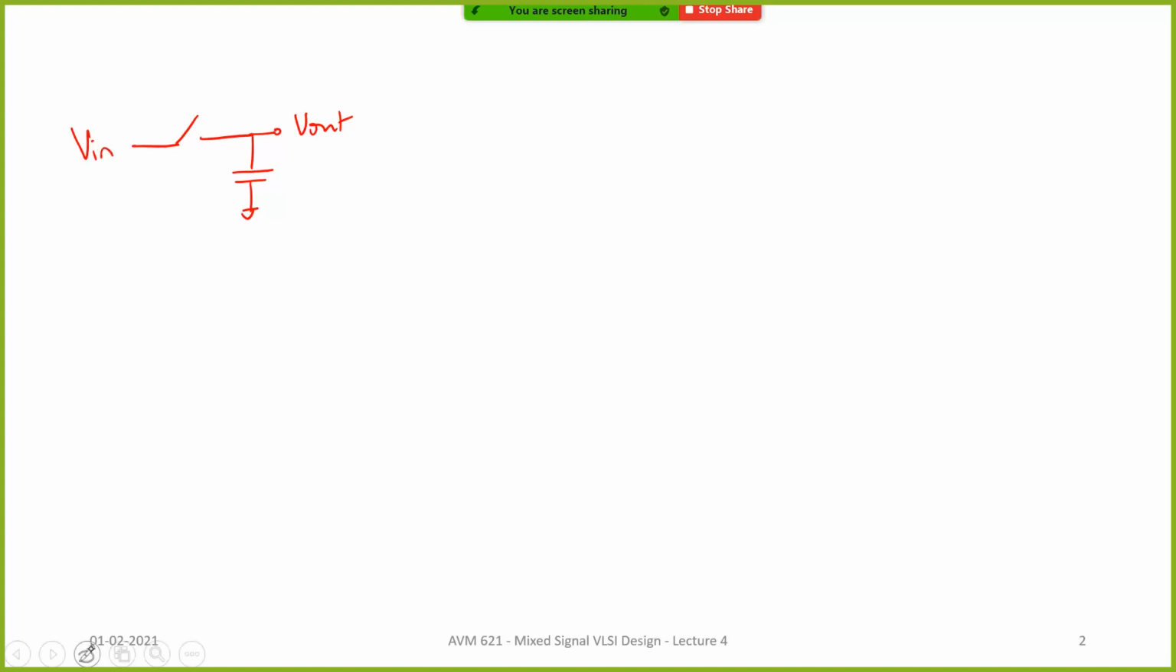Right now we are more interested in looking at how this particular switch is going to be implemented, because an ideal switch is very nice to think about in terms of mathematical analysis. It is also quite nice to think about at a more system level, but finally this has to be implemented. So for the implementation, we said this can either be an NMOS switch or a PMOS switch, or it can be a CMOS switch.